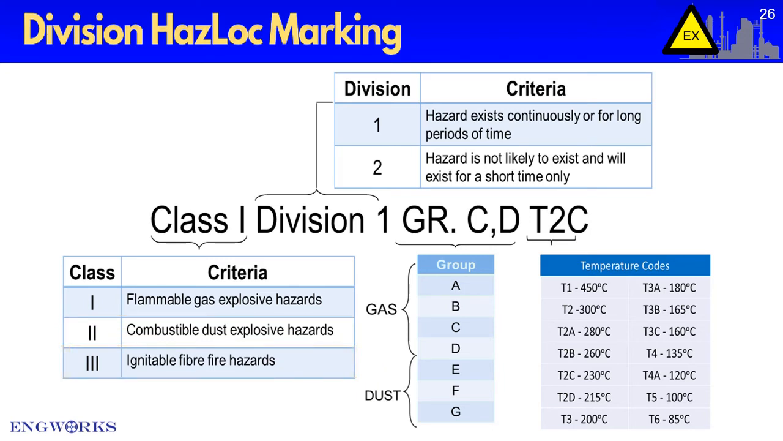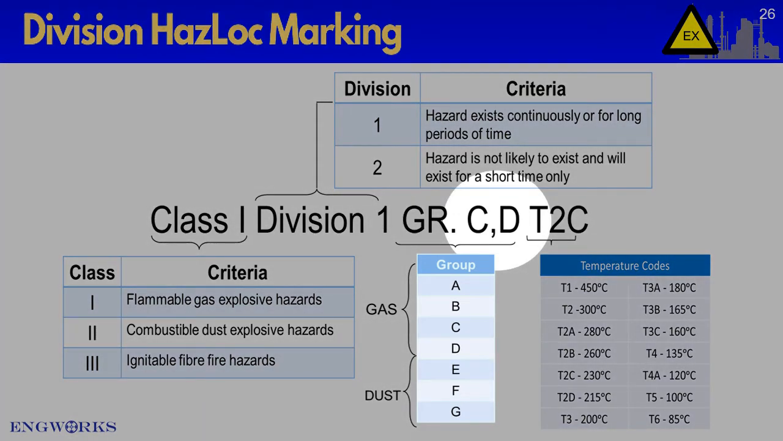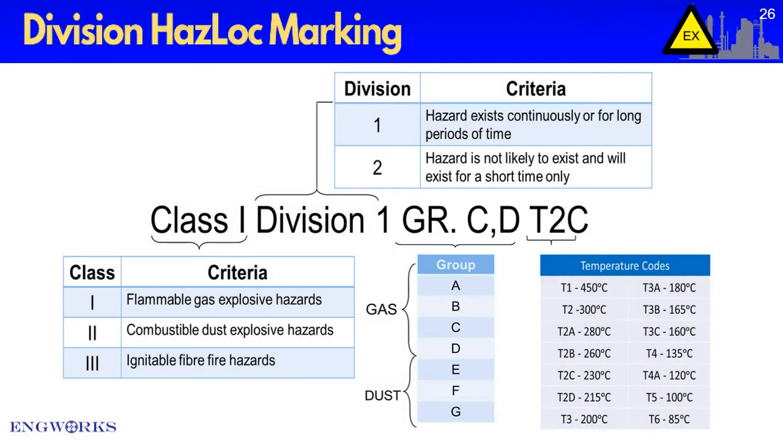A product marked Division 1 will be suitable for both Division 1 and Division 2. The group classifications will always be marked on a division product. For example, a product that was marked Group C and D indicates that the product is suitable for gas groups C and D. A product marked EFG indicates the product is suitable for all combustible dust groups.